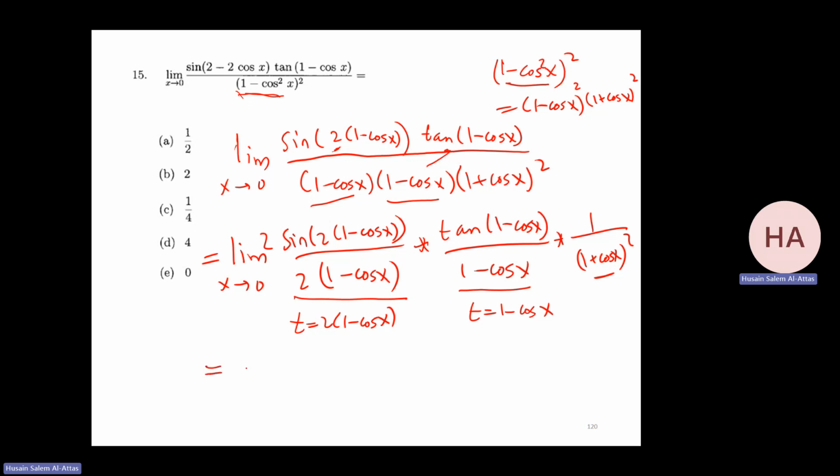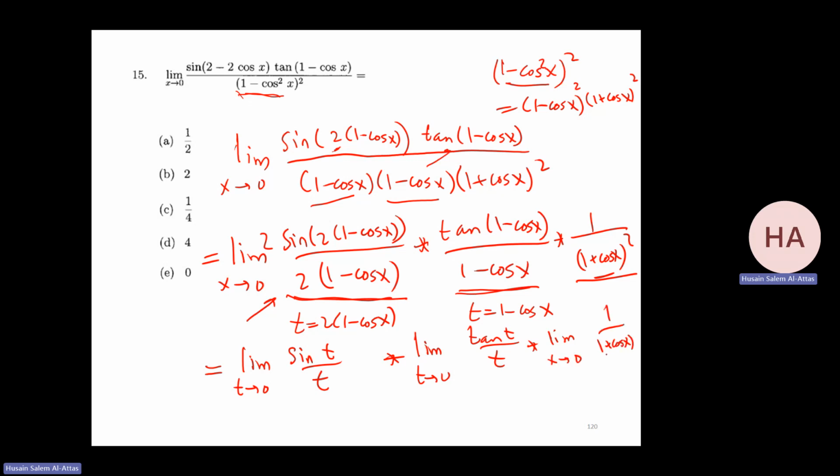So if I split the limit, it will be the limit as t goes to 0 of sine t over t, this one, and this one tan t over t. Let me do it in steps. I need to split these 3 problems, huh? Each one I solve in a different way. So I have tan t over t, and the last one, limit x goes to 0, because I don't need any changes here, huh?